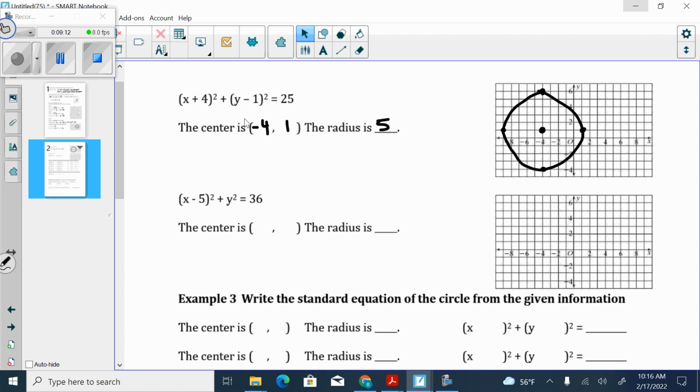Okay, one more example. On this next one, where is my center? Very good. So remember, if you don't have anything with y, that's like having minus 0. Okay, and what would my radius be? Good. All right, so we come over here and we plot that point at our center, and we count 6 in each direction.